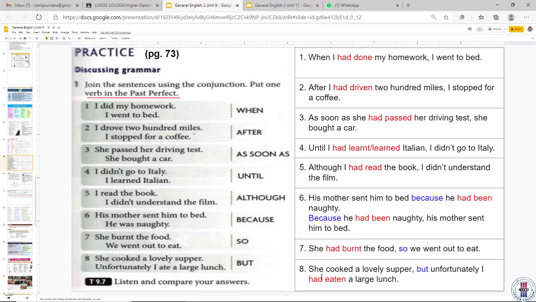Look at number 7 and 8. She had burnt the food, so we went out to eat. So first she burned the food, then you guys went out to eat. Maybe when you speak, it's okay to say we went out to eat, or so we went out to eat, she had burnt the food. But in writing, you usually don't start a sentence with so or but.